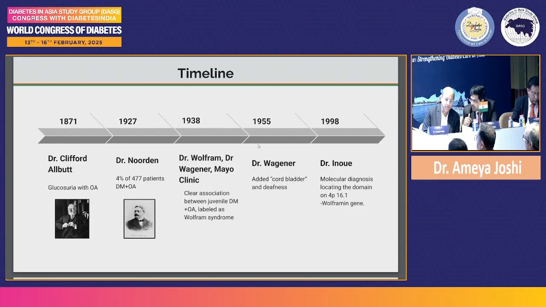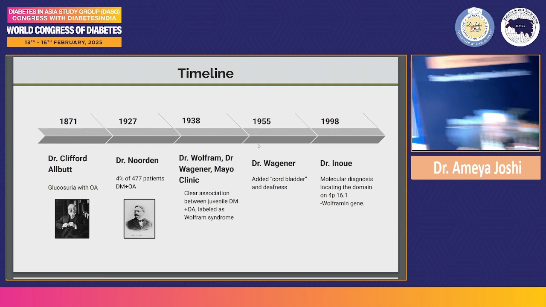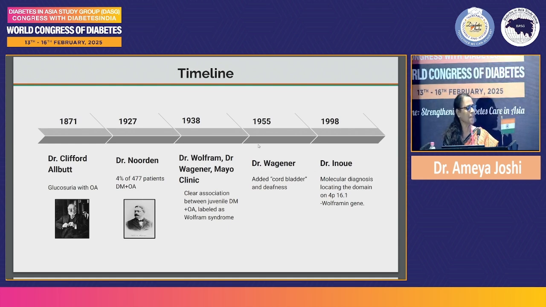Before I proceed, I would like to have a quick look at the history. There were just two major milestones. In 1938, Dr. Wolfram and Dr. Wegener from Mayo Clinic presented four siblings having early onset insulin-dependent diabetes along with bilateral optic atrophy. This association was named Wolfram syndrome.